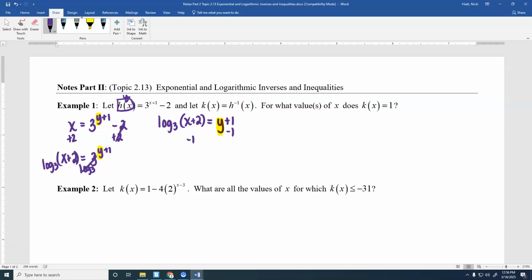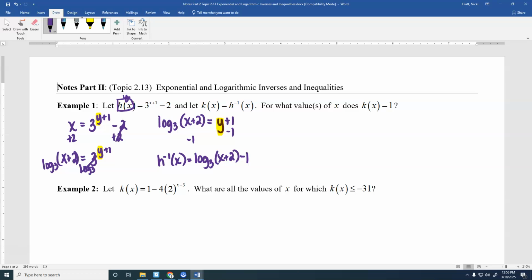Subtract the 1. It can't be on the inside of that, so you just have to write it like this. I'm going to go ahead and use my h inverse notation. It's going to be log base 3 of x plus 2 minus 1. Okay, everybody okay here?